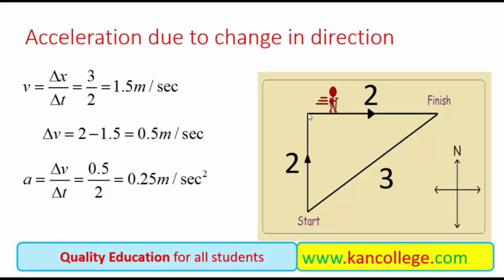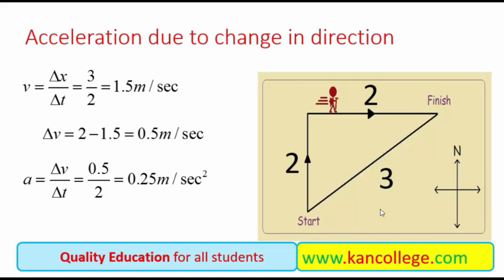As in a triangle, the magnitude of the hypotenuse is always less than the sum of the magnitudes of the base and the perpendicular. So the sum of these two sides will be more than the length of this side. It means the body has reduced its displacement because of changing its direction. The magnitude of the displacement or the velocity will change. Net velocity will not be 2 meters per second.